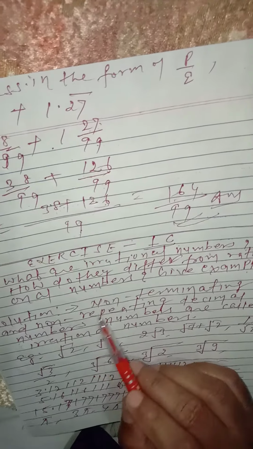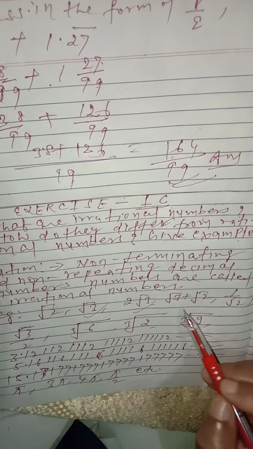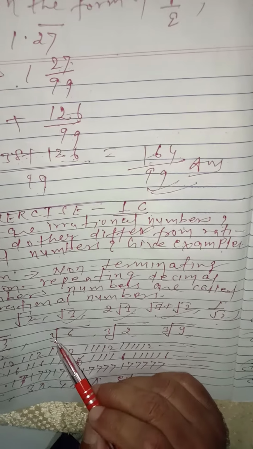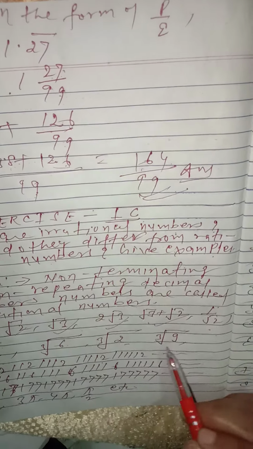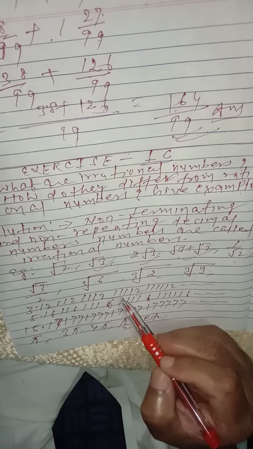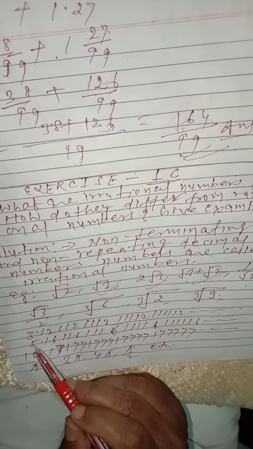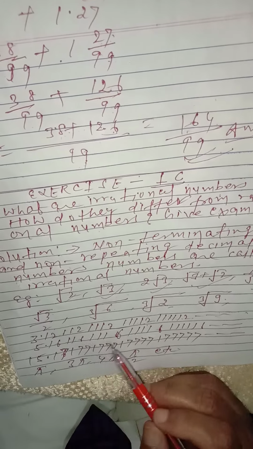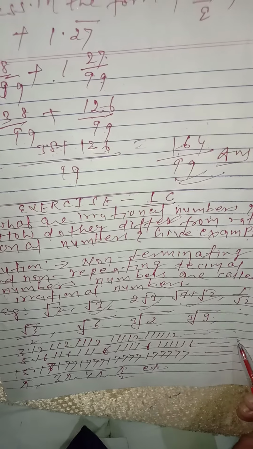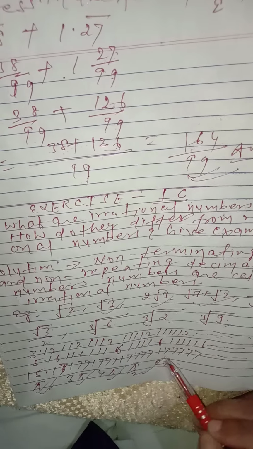Non-terminating and non-repeating decimal numbers are known as irrational numbers, such as root 2, root 3, 2 root 3, root 3 plus root 2, 1 by root 2, root 3 upon 2, cube root of 6, cube root of 2, cube root of 9, 3.12, 112, 1112, 11112, etc. Next 5.16, 116, 1116, 11116, etc. All are irrational numbers. Pi is also an irrational number. Pi, 3 pi, 4 pi, pi upon 2 are all irrational numbers.